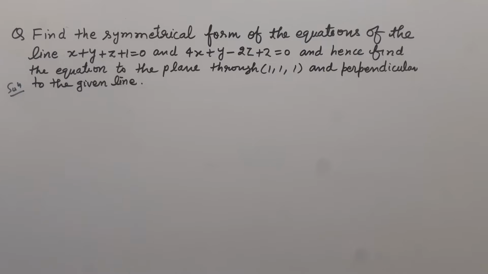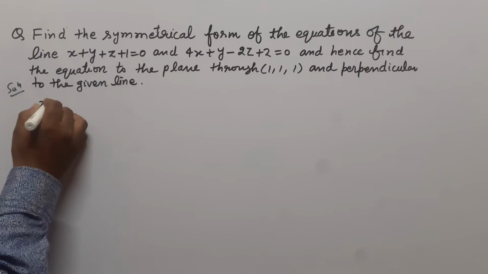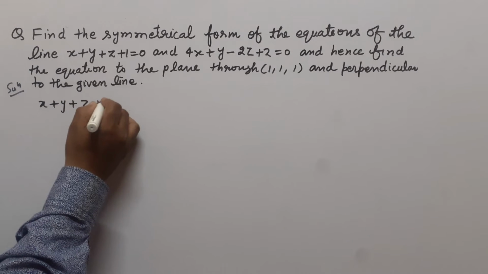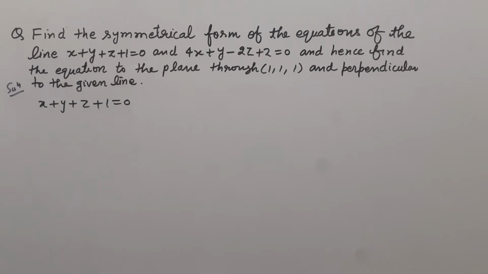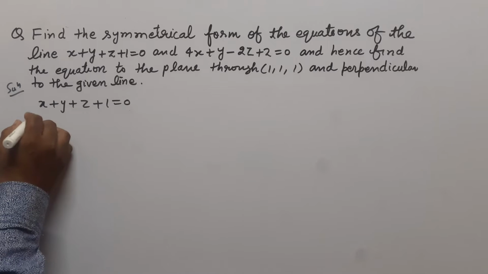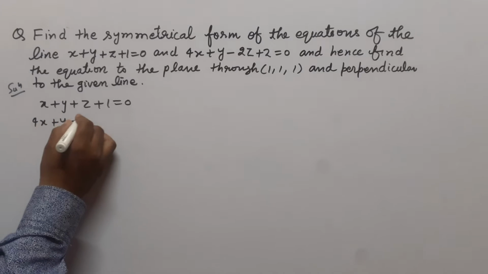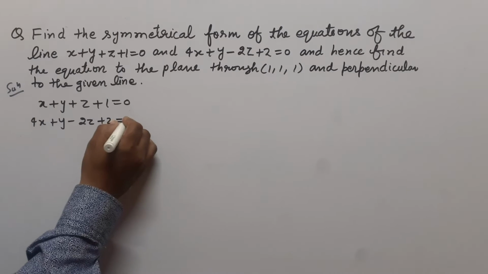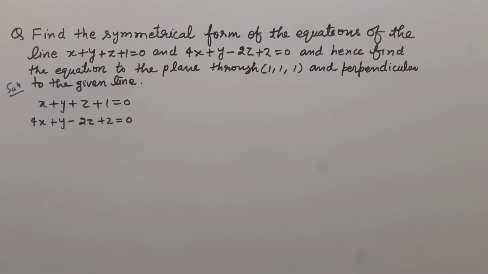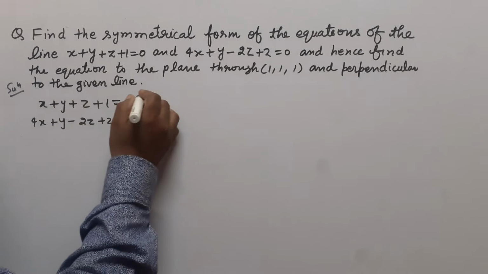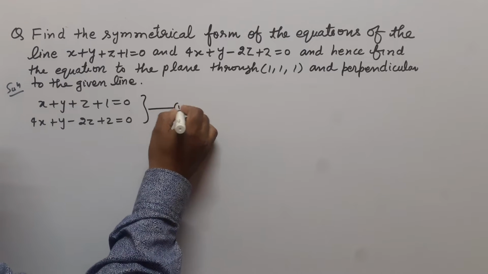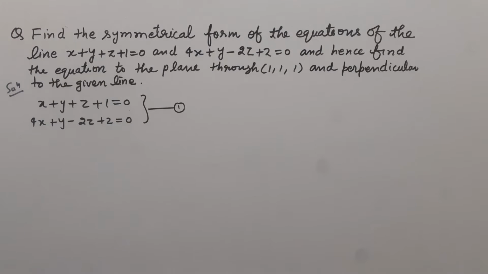So here we can see that the given equation x plus y plus z plus 1 equal to 0 is a first degree equation in x, y, z. So this equation represents the equation of a plane. Similarly, the second equation 4x plus y minus 2z plus 2 is equal to 0 is also a first degree equation in x, y, z, so this also represents the equation of a plane. When we take these two equations together, these equations represent a line.